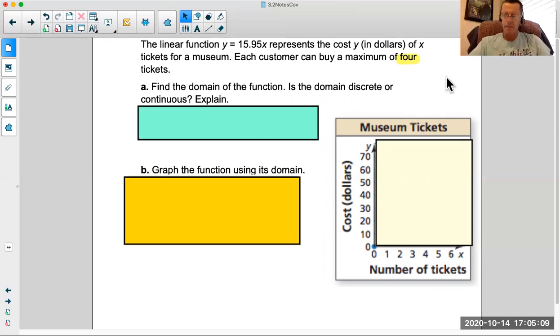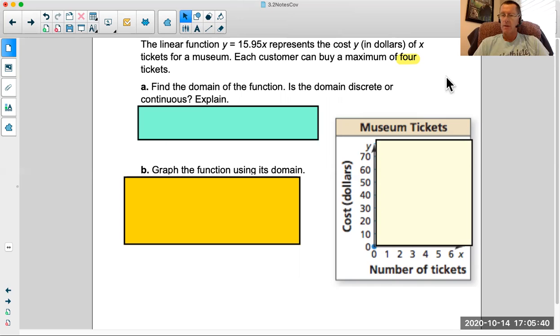Remember, feel free to mark up your paper here, like circle important things, star them. You can use highlighters, anything you want. Okay, so let me make sure I understand this. Y is the cost that you're spending, and that's represented by $15.95 for each ticket you buy. So the cost per ticket is $15.95. Your total cost is what y is. Okay, A, find the domain of the function. Is the domain discrete or continuous? And then explain.